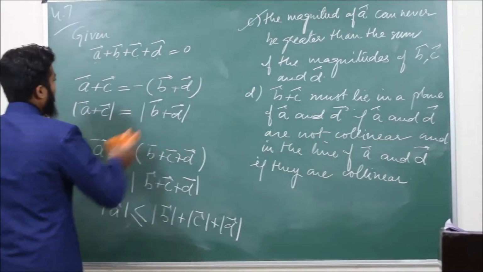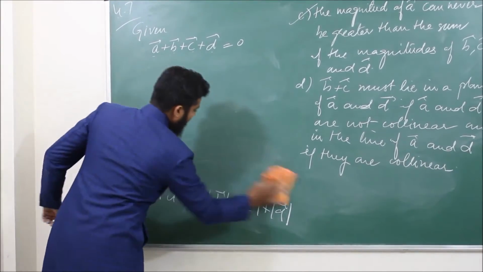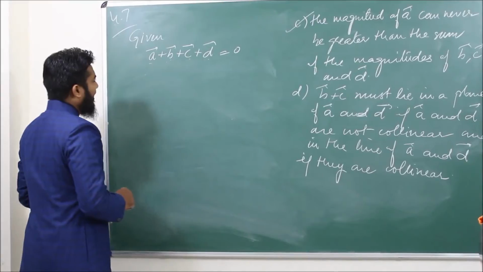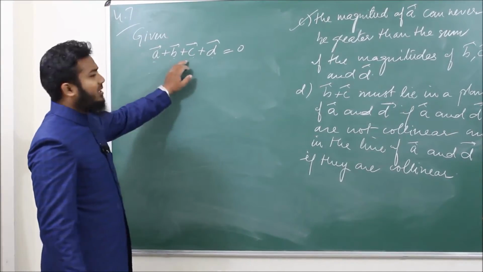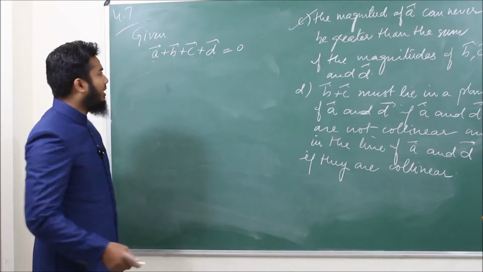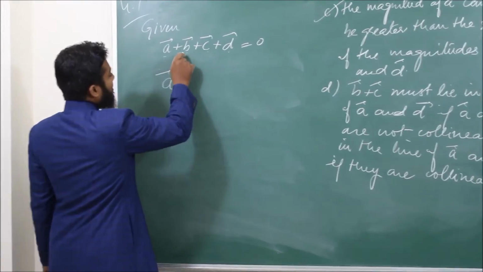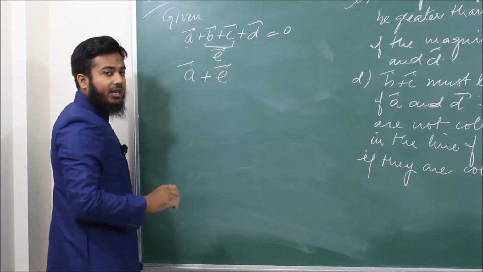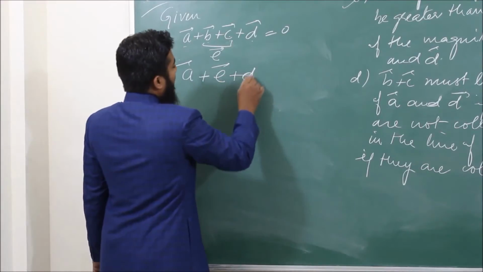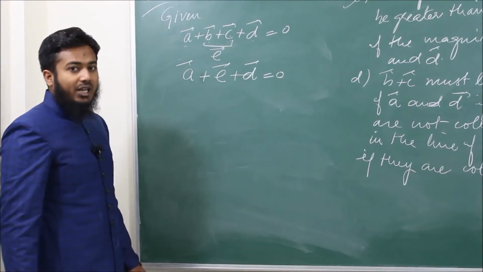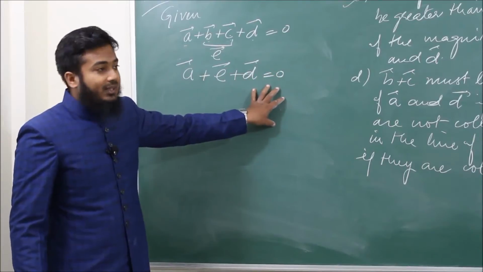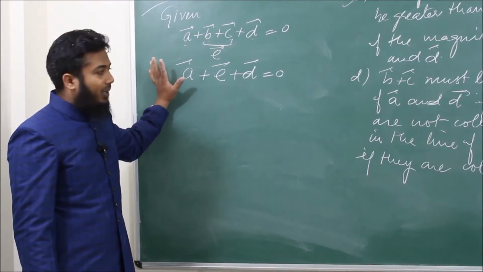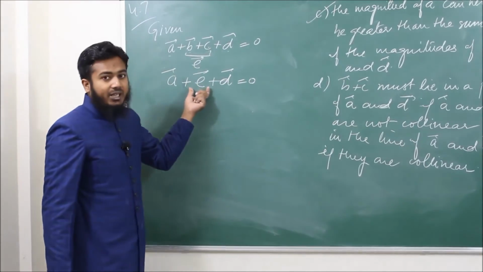So let's solve this. For this vector B plus C, I can write a single vector in its place. The resultant of B plus C will be some vector. Let us call the resultant of B and C vector E. So A plus E, where E is B plus C, plus D is equal to 0. Now you have the resultant of 3 vectors being 0. Then necessarily these 3 vectors must be lying in the same plane. So B plus C, which is vector E, must be lying in that plane.